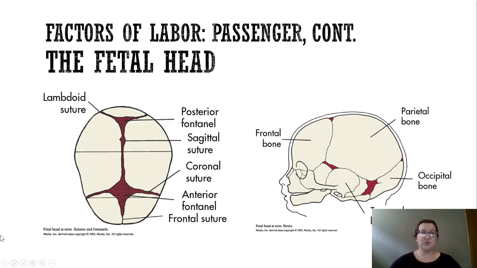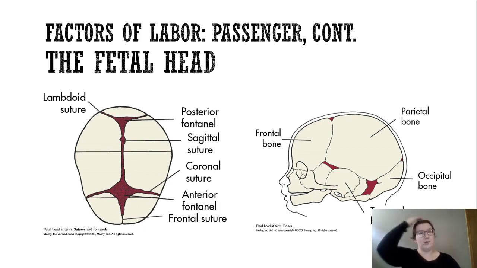We have the sutures, which if you're looking here, you can see we've got the sagittal suture, which is between the posterior and the anterior fontanelles. We have the lambdoid suture and as well the coronal suture. These are soft membranes. So you'll hear people talk about the soft spots. That's actually these fontanelles, but the sutures are intersecting these, and you can actually feel those on a newborn infant.